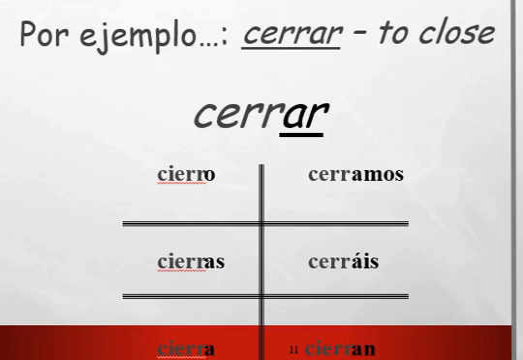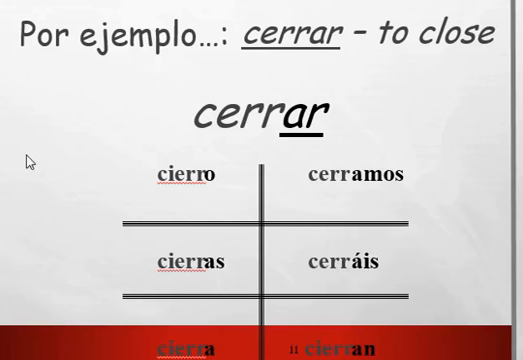Here's an example. With the verb cerrar, to close, you've changed the endings to O, cierro, for I close, the yo form. Cierras, the tú form, you close. Cierra, he or she or you formal closes. Cerramos, the nosotros form, we close. Cerráis, the vosotros form. And then cierran, the ellos, ustedes form.